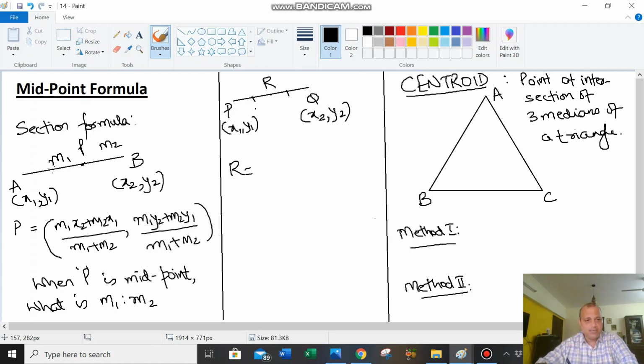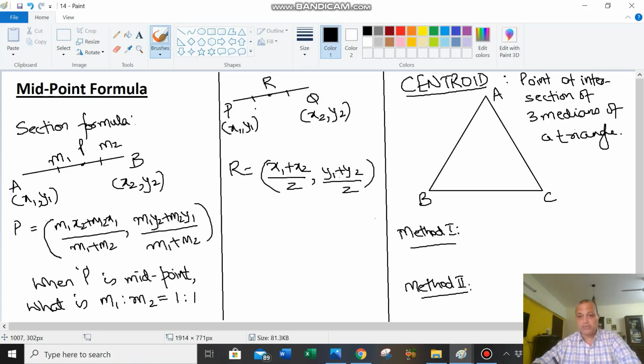Now, in case P is the midpoint, which means AP and PB are equal, what would be the ratio of m1 is to m2? Yes, it's correct. The ratio of m1 is to m2 would be 1 is to 1. So if you substitute the values of m1 and m2, you would get the midpoint formula as (x1 plus x2) upon 2 and (y1 plus y2) upon 2. That would be your midpoint formula for a point which lies exactly in the center of a line segment.